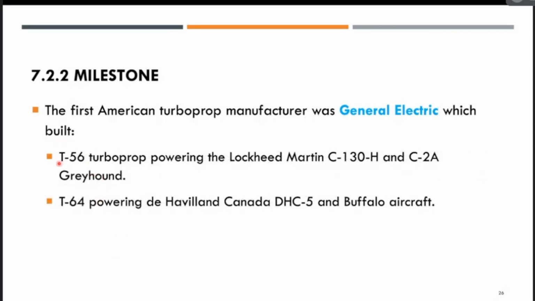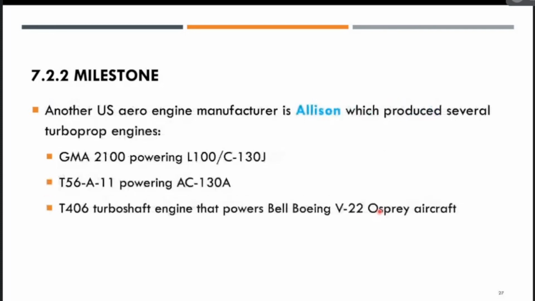Another excellent engine by General Electric is the T56. We have seen the T56 family in the turbojet lecture in the last few weeks, and this T56 turboprop powers the Lockheed Martin C-130H. This is the C-130 type of transport aircraft, and the C-2A Greyhound, right? And the T-64, another type of engine, powers the de Havilland Canada DHC-5, as well as the Buffalo aircraft.